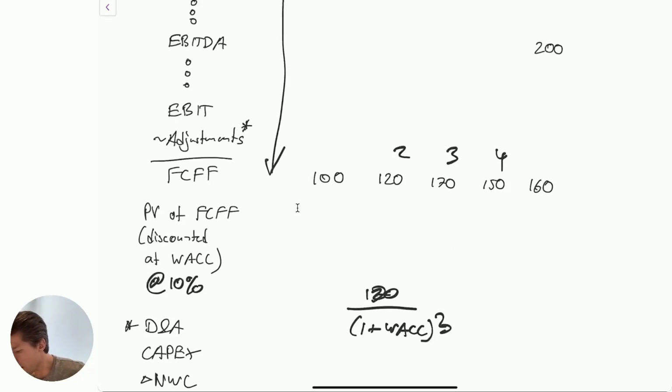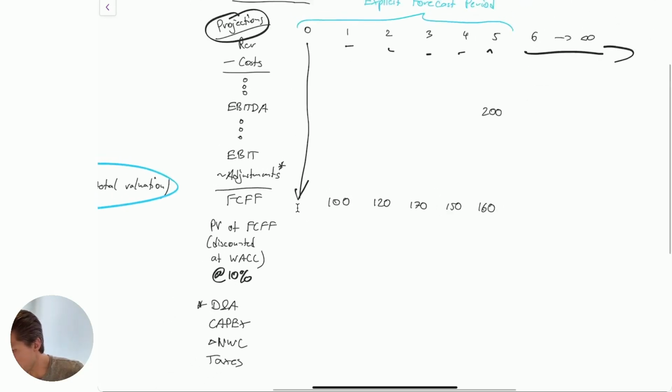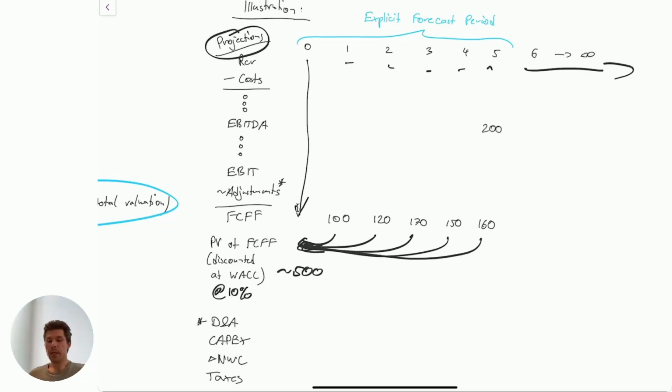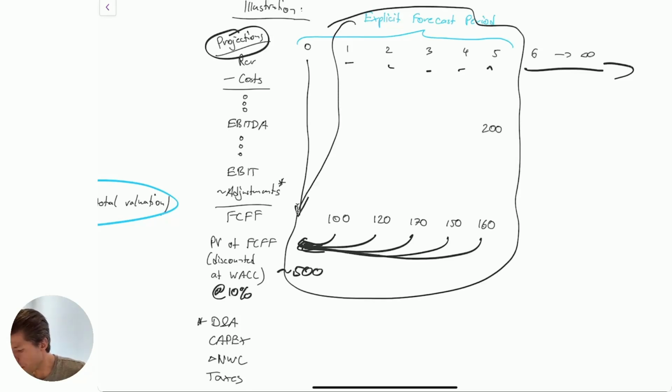This is your explicit forecast period. You have 5 cash flows: 100, 120, 170, 150, 160. If you bring them to the present value at 10%, you would have approximately 500. Then we have basically the business value for the first 5 years, which is 500.